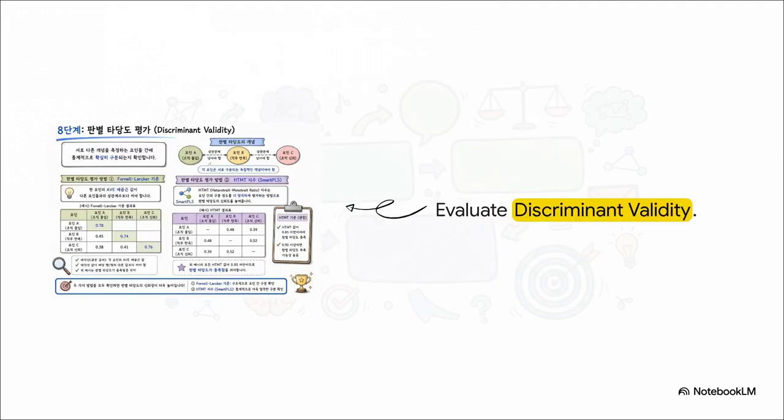Then, step 8 checks discriminant validity. This proves that distinct concepts aren't accidentally blending together. I mean, if your respondents can't tell the difference between 2 ideas, your data is totally useless. Historically, we use something called the Fornell-Larcker criterion for this, which verifies that a concept shares more variance with its own specific questions than it does with any other concept. It's a great test, for sure, but modern research demands an even stricter gatekeeper.